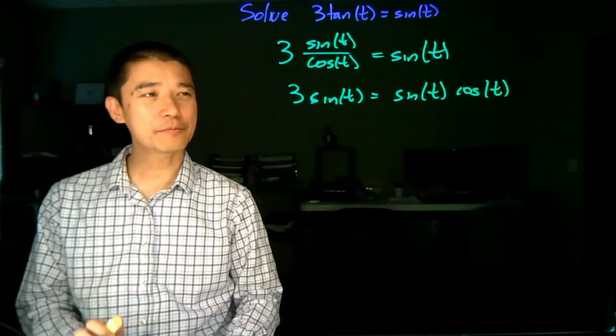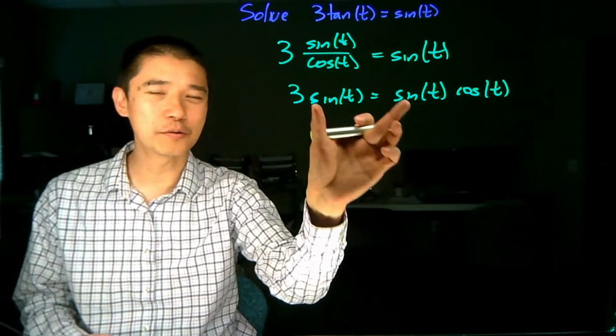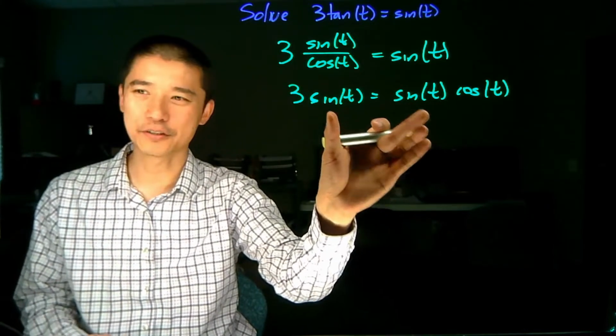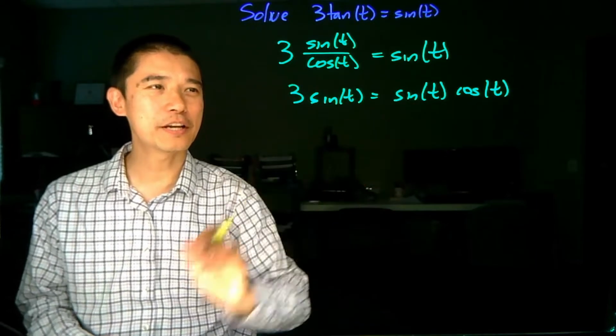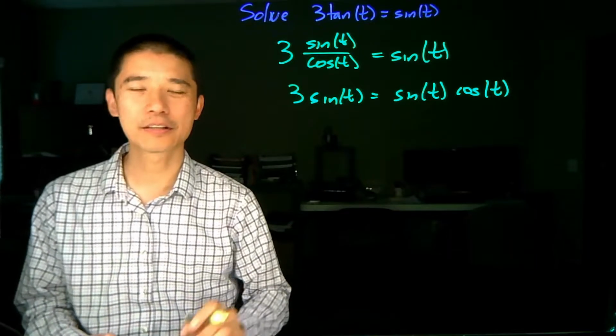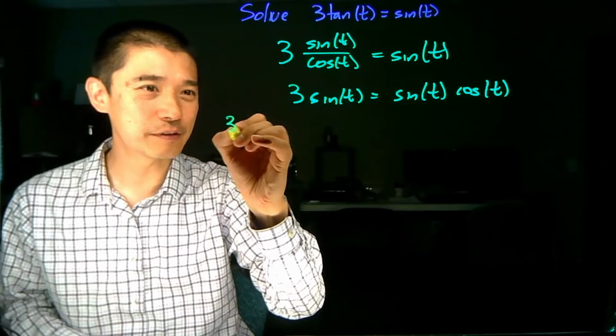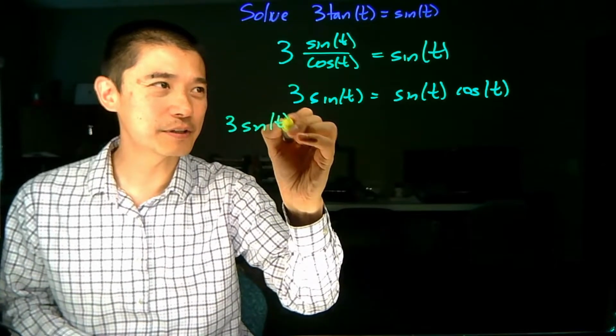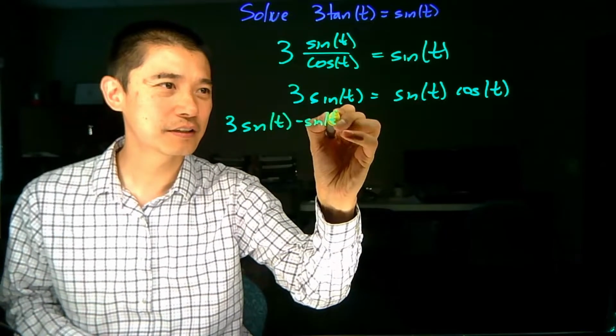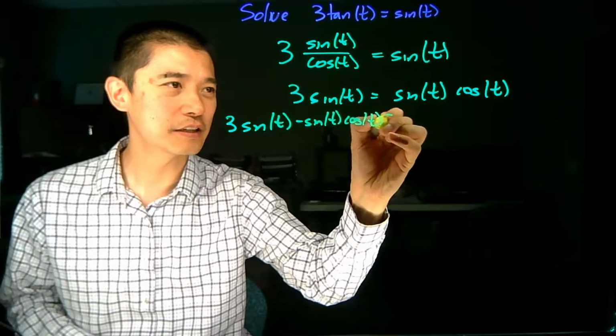And here's a place where, again, students can run into problems. Don't divide by functions. You might be dividing by 0. Instead, move towards factoring and using the zero product property. So let's move everything over to the left-hand side. 3 sine t minus sine of t cosine of t is equal to 0.